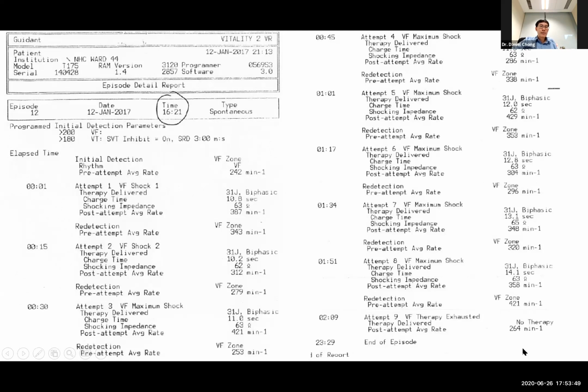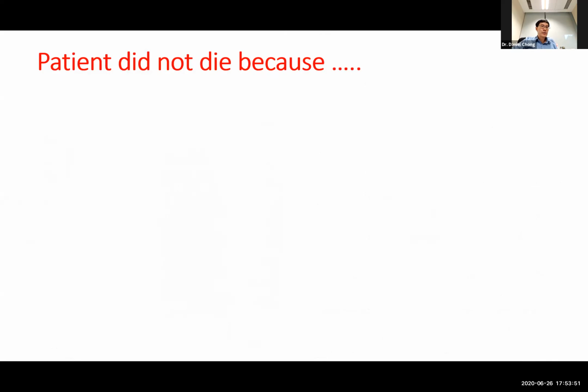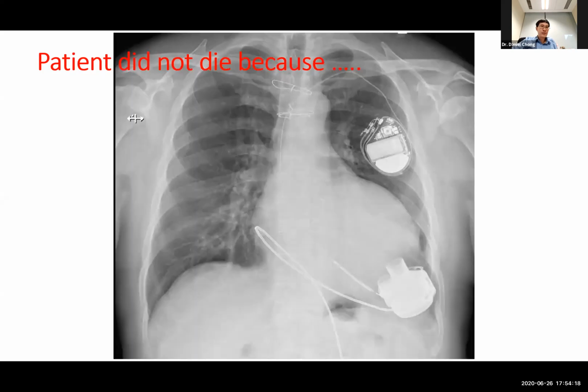This can happen not only to Boston devices, but to all ICDs as well, because the ICD is designed to deliver shocks, but if after a certain number of shocks, 9 shocks, 10 shocks, whatever, it is ineffective, the device assumes that further shocks will not be effective. Fortunately, my patient didn't pass on because he has this thing over here, which is a left ventricular assist device.